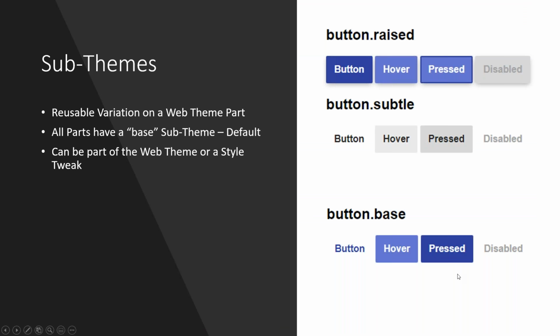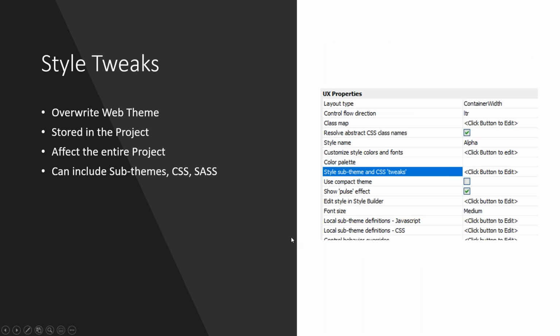And then here on the right-hand side is just a few more pictures of what subthemes we have for buttons. So we have the raised one, subtle, has different background colors. And here's the base one, the one that's used by default. And again, CSS subtheme and style tweaks. These are stored in the project. They affect the entire project, so it's important to know. But they can include, in addition to the subthemes, you can also put additional CSS or SASS in there that you want to modify the project with.